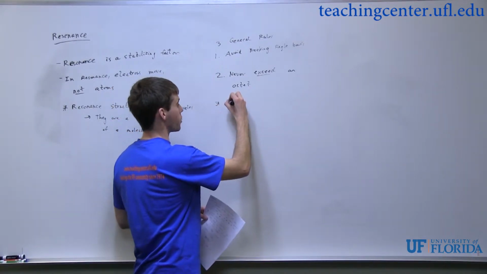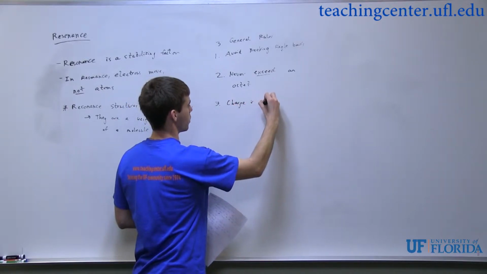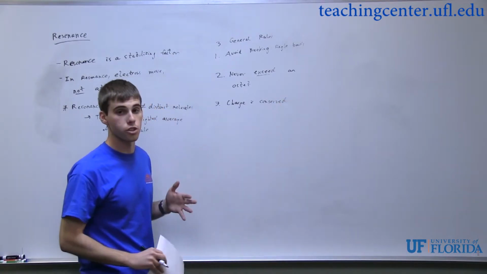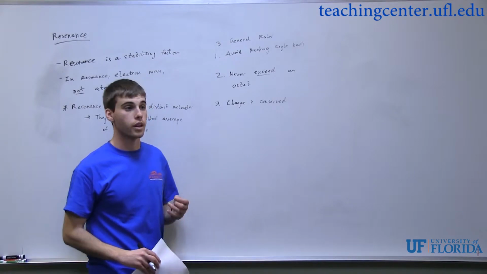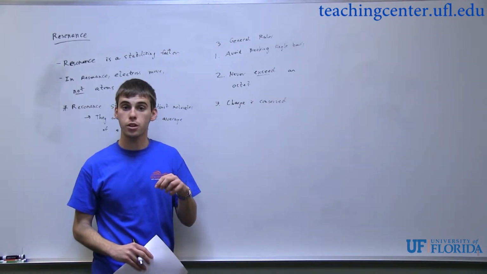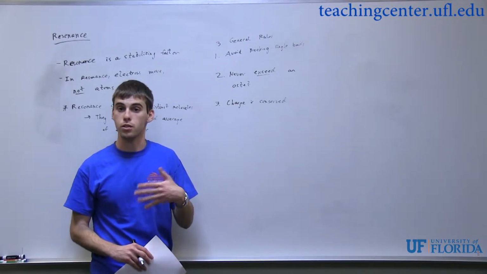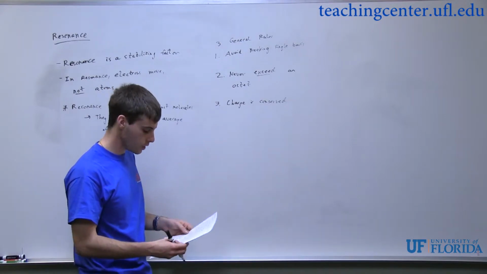And charge is conserved. I would probably say that the charge being conserved is the most important one to keep in mind, or rather the most helpful one, because as you're drawing resonance structures, you can check to see if you've pushed your arrows correctly, to see if you have the same charge in the resonance structure you've just drawn, because there are no exceptions to this rule.